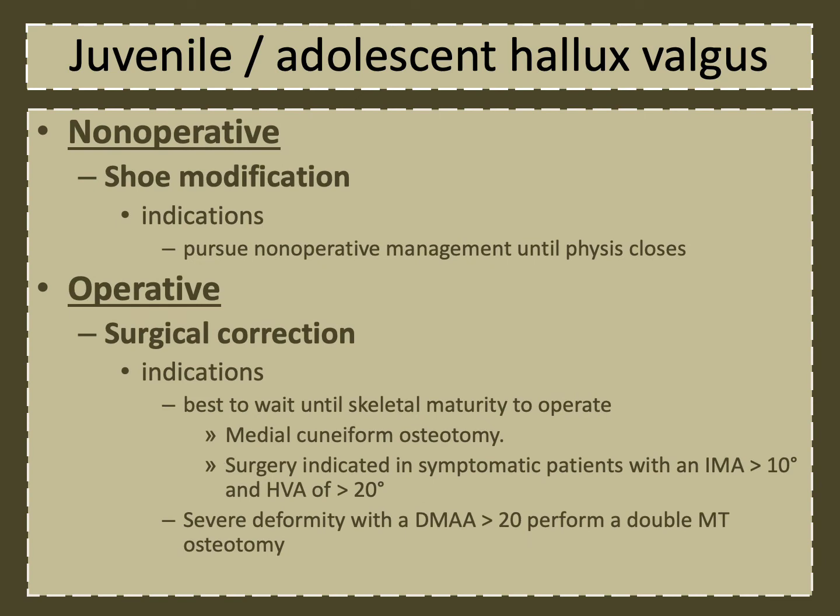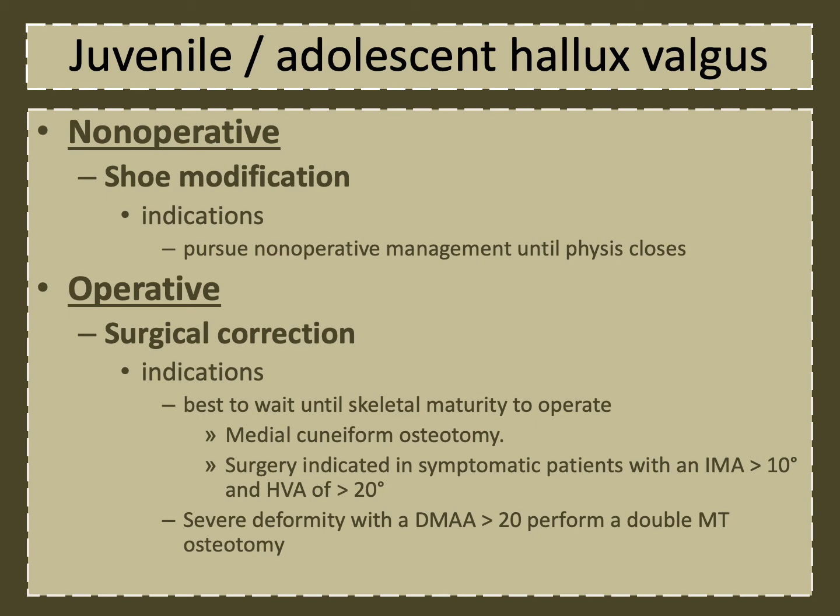Again, shoe modification is the first thing you can do, and it's helpful. And in terms of correction, really it's best to wait until skeletal maturity if you're able to do it. Often you could do a medial cuneiform osteotomy, and surgery is indicated in symptomatic patients and severe deformity, so a DMAA greater than 20, and really you should think about it. And anyone who has a juvenile bunion, and make sure you're not fooling yourself, should really consider performing a double metatarsal osteotomy.